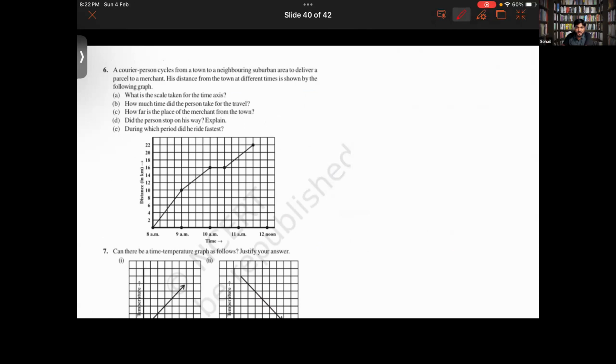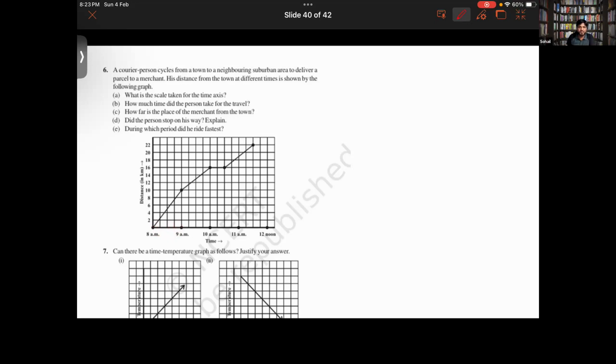His distance from the town at different times is shown by the graph here. What is the scale taken for the time axis? The first question, क्या scale लिया गया इस question में? So what is the unit here? For the time axis, you can see here between 8 and 9. How many squares are there between 8 and 9? Count the number of squares. 1, 2, 3, 4. So 4 squares are taken here.